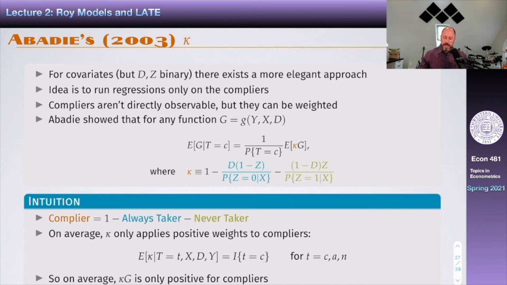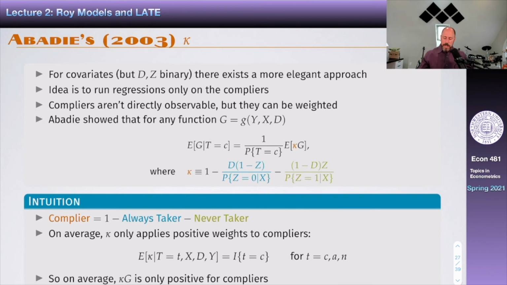And kappa here is just 1 minus d times 1 minus z divided by the probability of z conditional on x, minus 1 minus z times z divided by the probability of z equal to 1 conditional on x. So notice that kappa is known in the numerator and has these conditional probabilities in the denominator that you can estimate, okay? So these are maybe unknown, but it's just the probability of z given x.